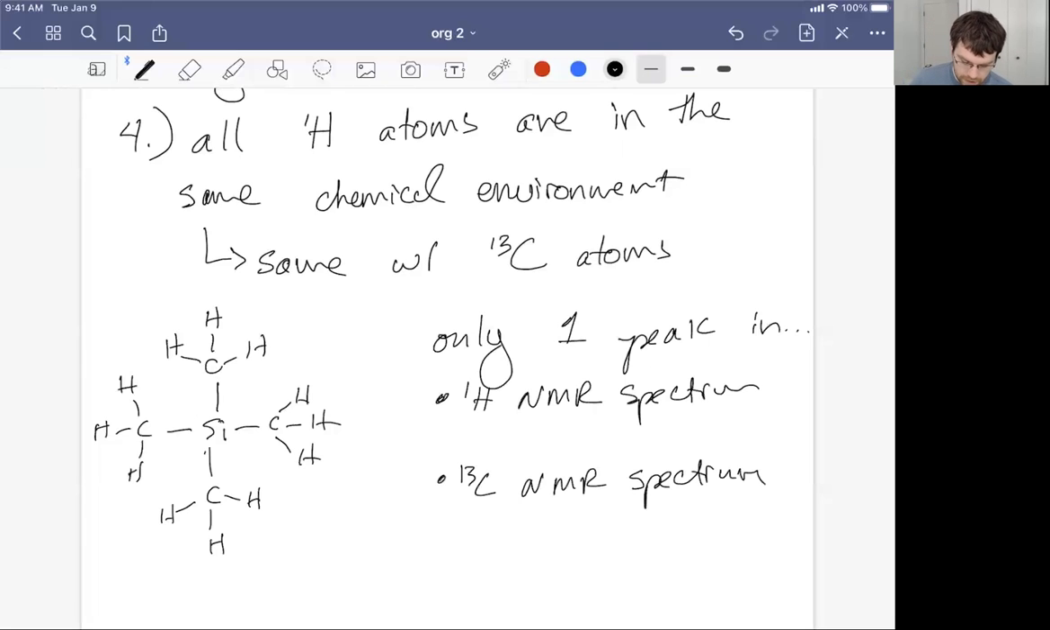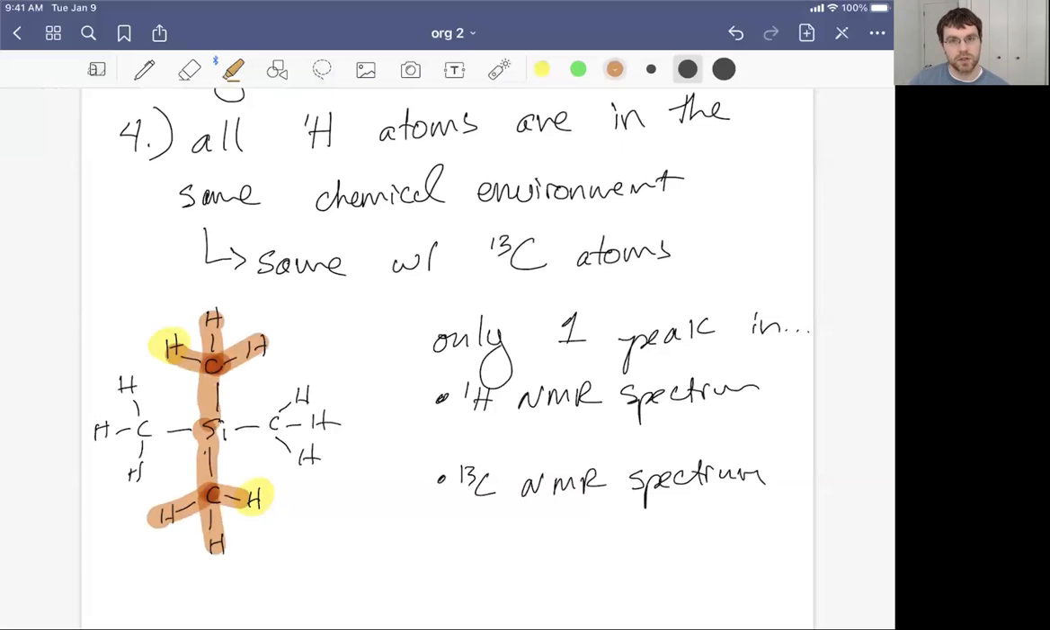Okay, now that's due to symmetry. And it turns out that all of the hydrogens are in the same chemical environment, right? If you look at a hydrogen on one carbon, it has a bond to a carbon that has 3 hydrogens and is directly attached to silicon. If we go anywhere else in the molecule, we're at a hydrogen that's bonded to a carbon that has 3 other hydrogens that's directly attached to silicon.